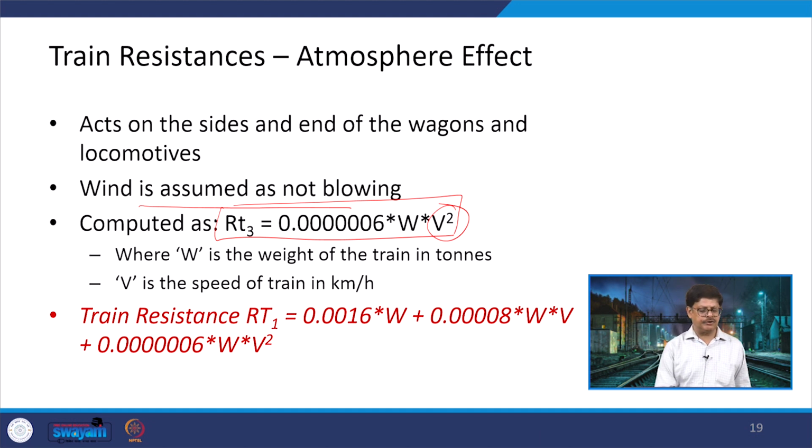So, finally, if we talk about the total train resistance RT, this is nothing but 0.0016 W plus 0.00008 W into V plus 0.0000006 W into square of V.